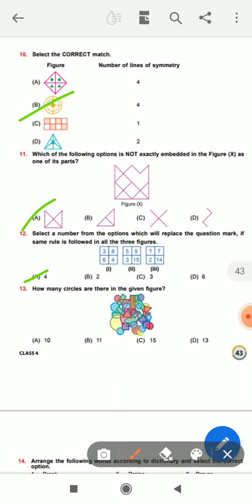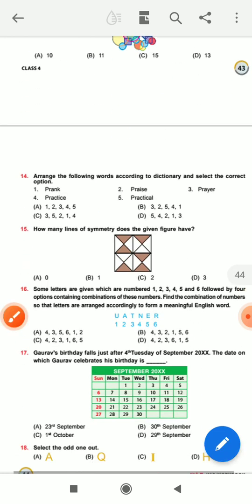Okay student. Next question number 13. How many circles are there in the given figure? Look at the picture and count how many circles. Total 1, 2, 3, 4, 5, 6, 7, 8, 9, 10, 11, 12, 13, 14, 15. So there are 15 circles. The answer is option C, 15. Clear? Next I discuss question number 14.